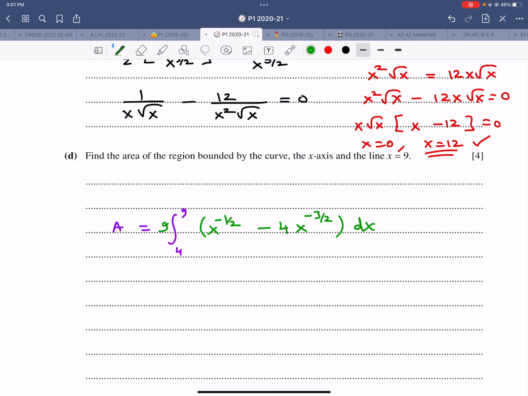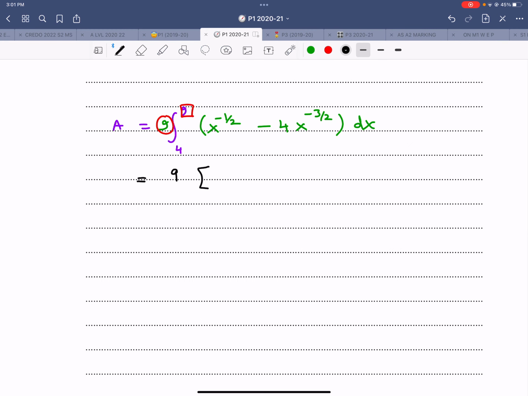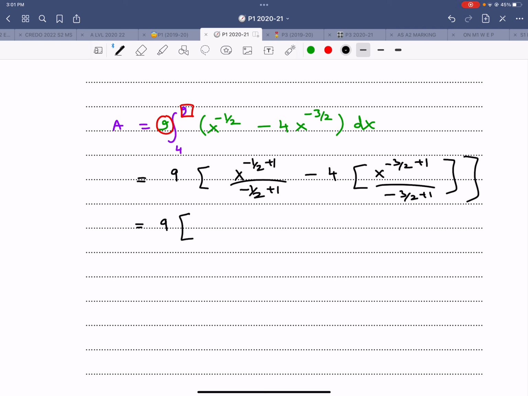Put the 9 on the outside. This 9 is part of the formula. This 9 is the limits, upper limit. 9 as it is, x raised to power of minus half plus 1, over minus half plus 1, minus 4x raised to power of minus 3 over 2 plus 1, over minus 3 over 2 plus 1. Just simplify it a bit. 9 as it is, minus half plus 1 is half, division by half is multiplication by 2. So this is 2 root x.